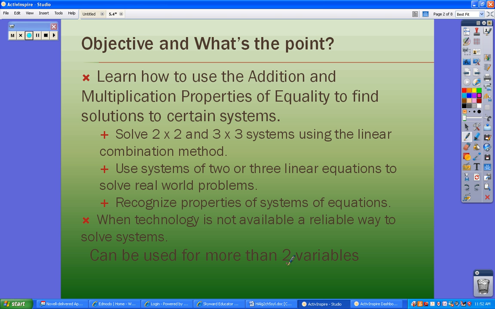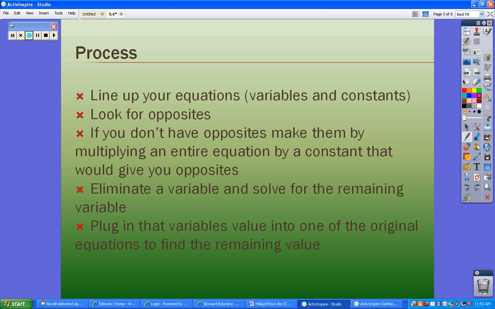What I want to mention, I think a lot of kids know this method, but I don't think a lot of kids understand why it works. So today I really want you to focus and concentrate on why this method even makes sense, mathematically speaking. So here's the process. You can write this down, but I don't think you need to. I think you do know this, but you can.